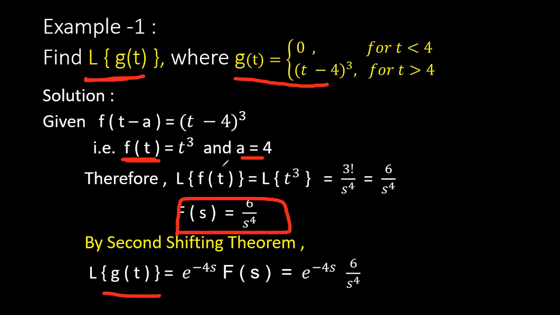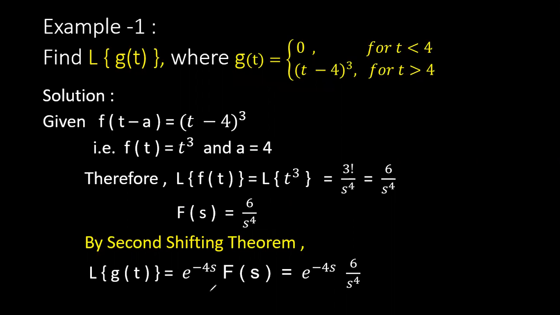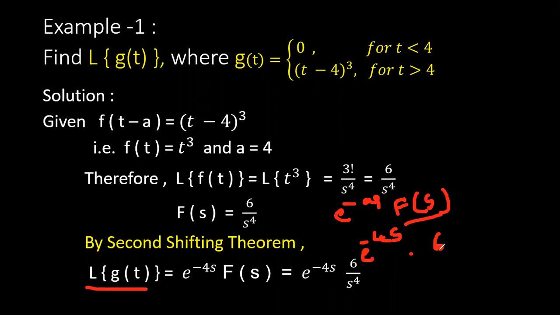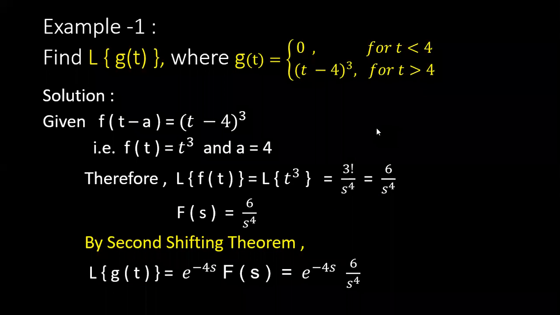Now to apply the Laplace transform for g of t, what will you get? e power minus as into f of s. This is the formula for the Laplace transform of g of t. So what is a here? The a value is 4 here. So e power minus 4s into what is f of s here? 6 by s power 4. This is your final answer. So this is the way you have to simplify the second shifting theorem.